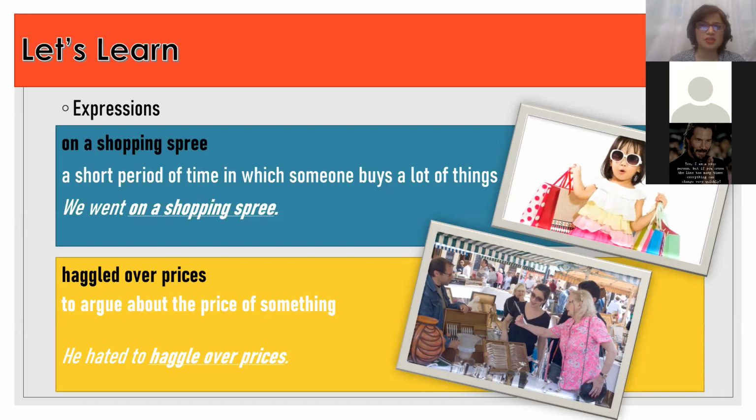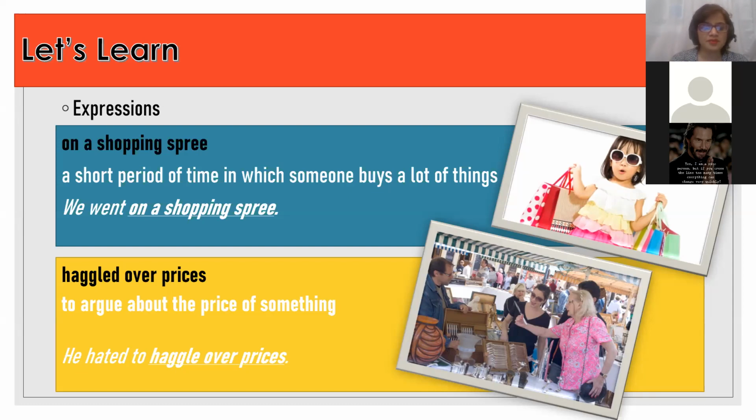I think it's because of the price. Whenever you see maybe a price or a material. Yes, about the material as well. So you haggle over prices means you actually argue about it. You try to bargain for the best price. Okay.